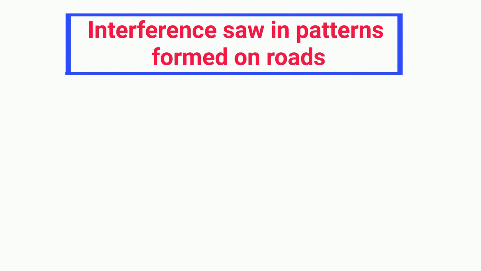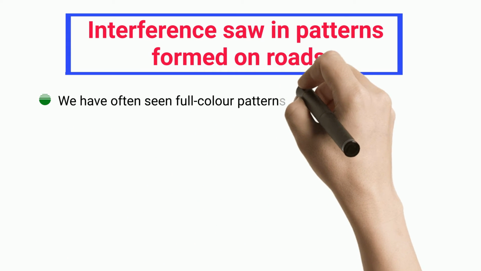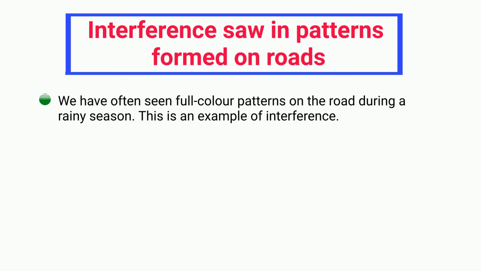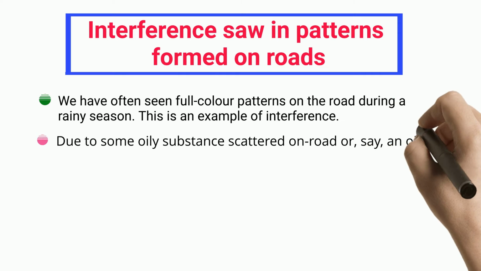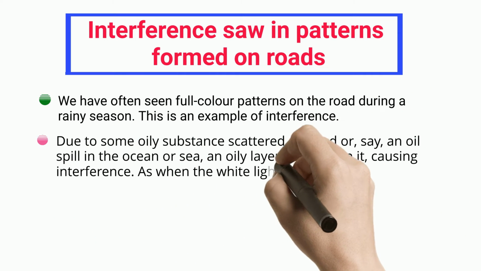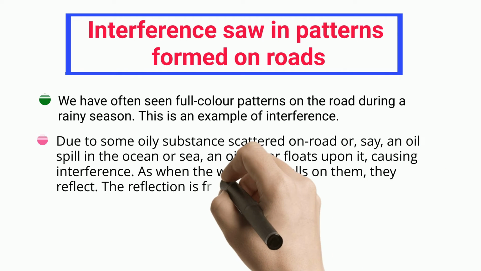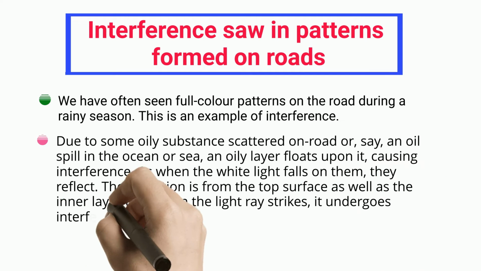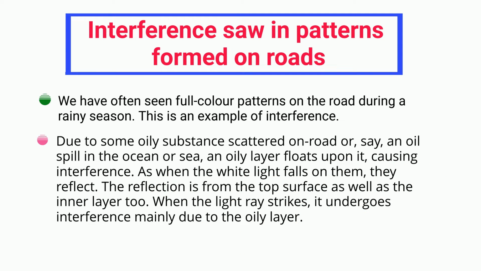Interference seen in patterns formed on roads. We have often seen full-color patterns on the road during a rainy season. This is an example of interference. Due to some oily substance scattered on road or, say, an oil spill in the ocean or sea, an oily layer floats upon it, causing interference. When the white light falls on them, they reflect. The reflection is from the top surface as well as the inner layer too. When the light ray strikes, it undergoes interference mainly due to the oily layer.